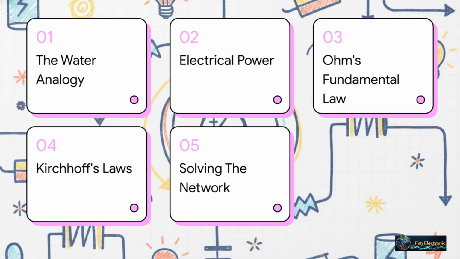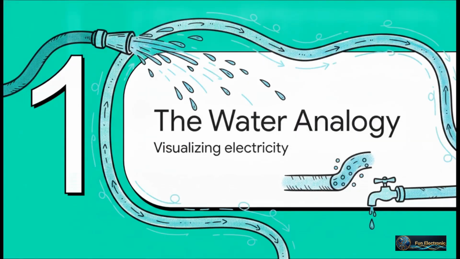So, here is our roadmap for today. We're going to start with the water analogy, then move into defining electrical power. After that, we'll hit Ohm's fundamental law, dive into Kirchhoff's circuit laws, and finally, we'll put it all together by solving the network. All right, let's jump into Section 1, the water analogy.